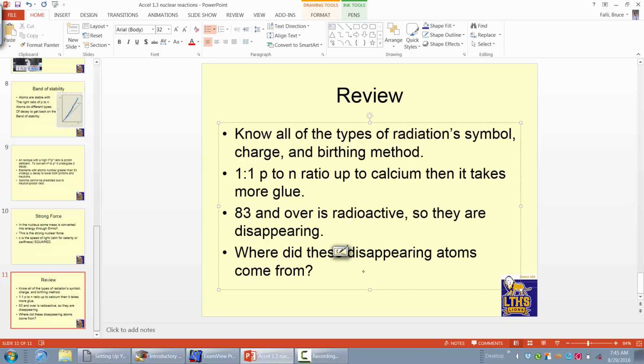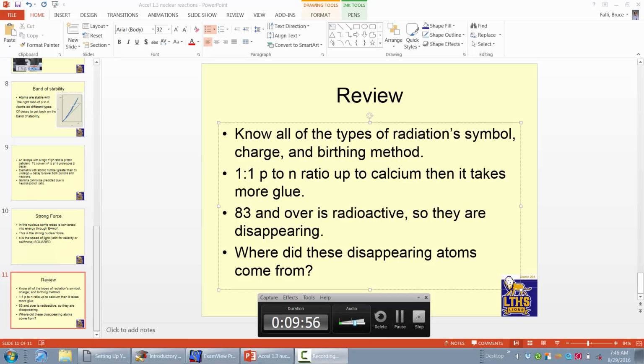Where did these disappearing atoms come from? They came from old Earth and the Big Bang.